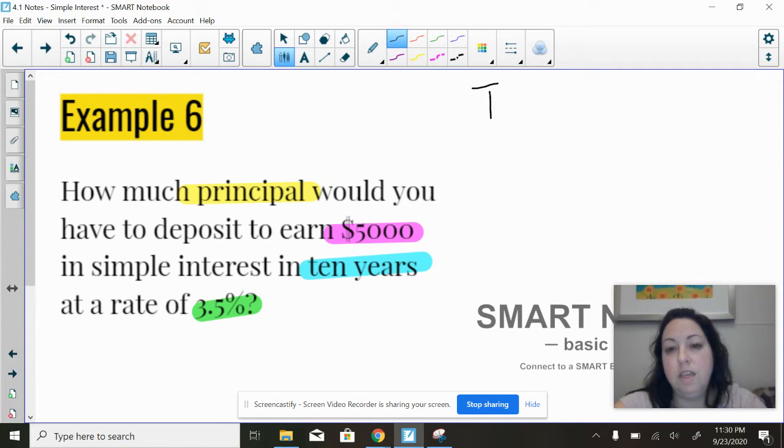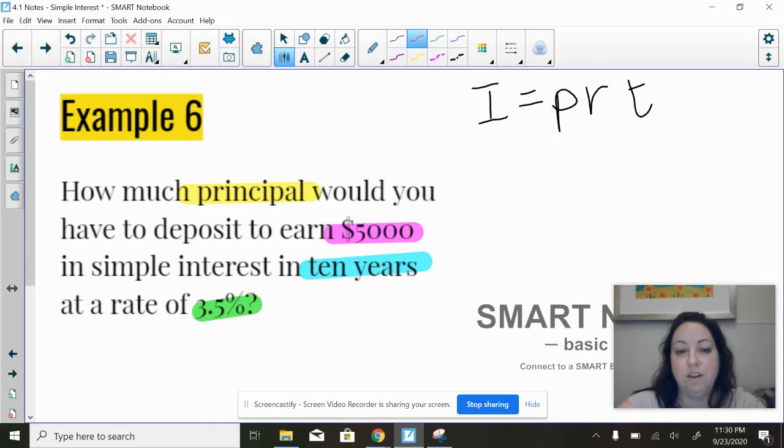So I'm still plugging into that original formula, I equals PRT. But when I plug into it this time, I know that I have an interest amount of $5,000. You really need to make sure that you're reading for that and not just seeing 5,000 and plugging it in as your principal. So this is going to be my $5,000 in interest.